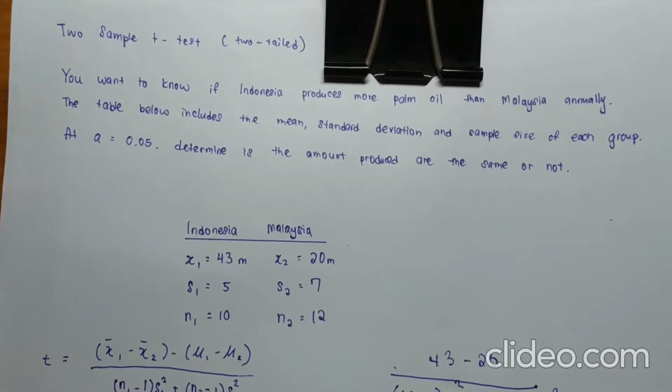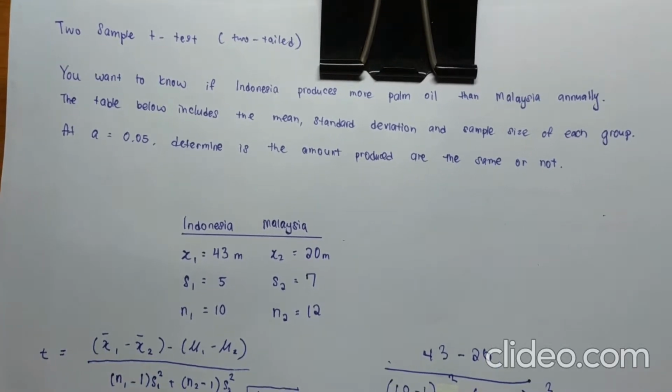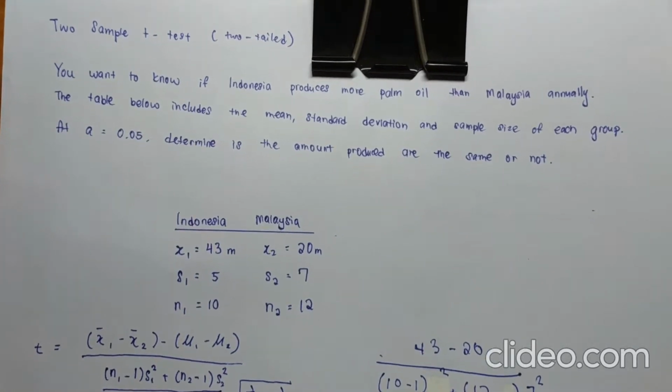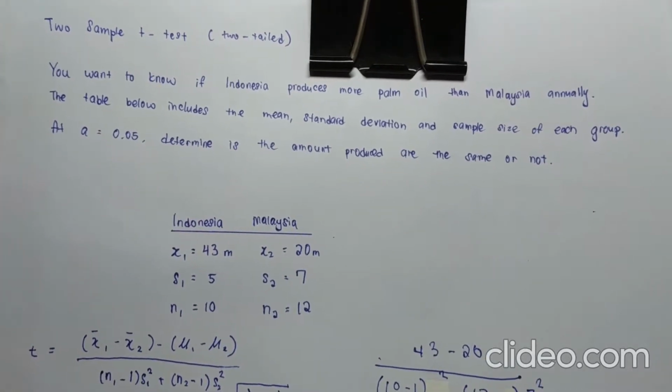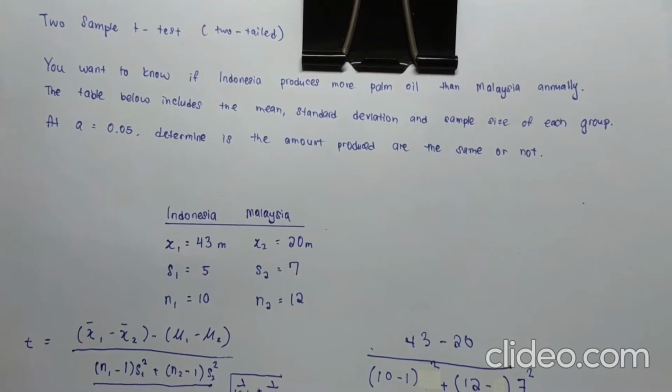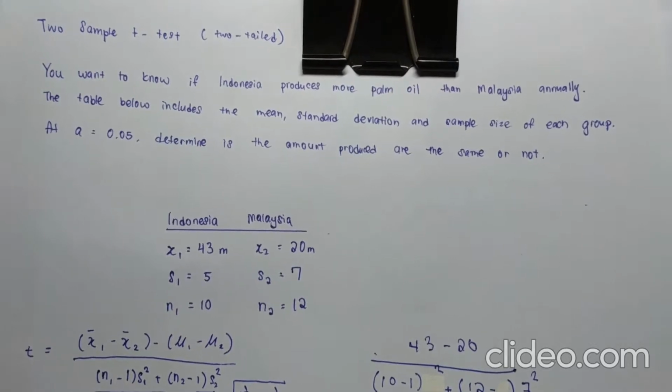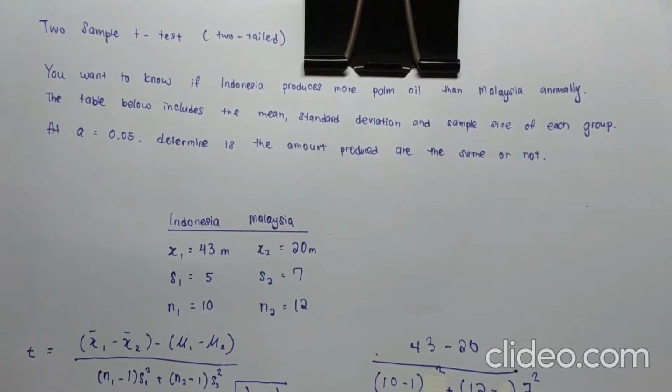So today we are going to find out how to do a two-sample t-test. It's a two-tailed one, which means there's an upper limit and a lower limit. Two-sample essentially means that you take two different samples from a population.